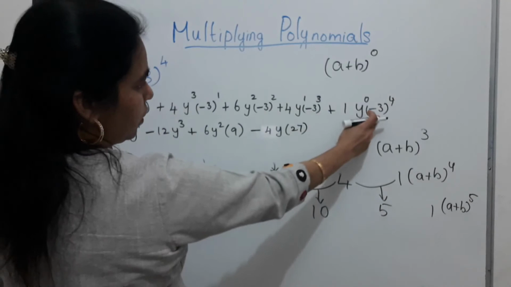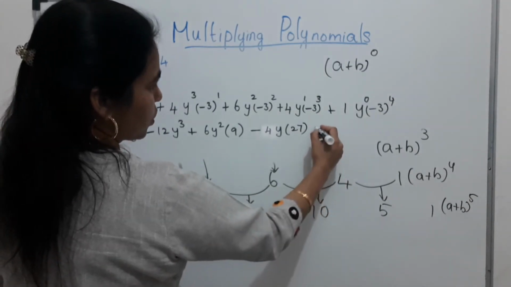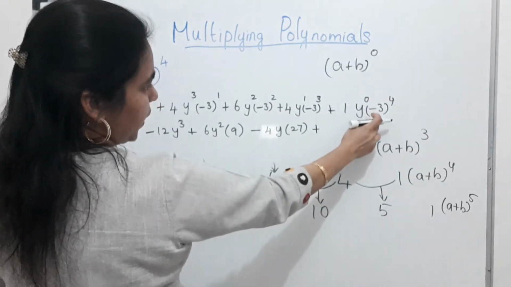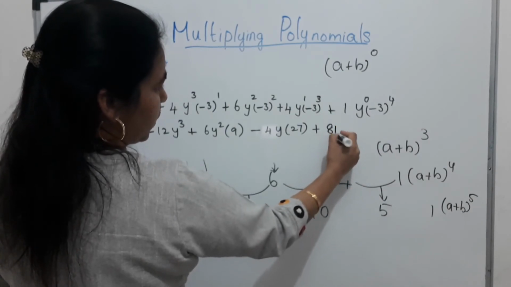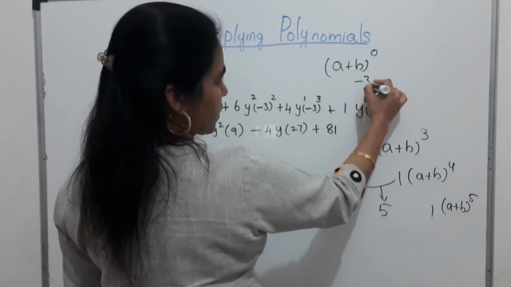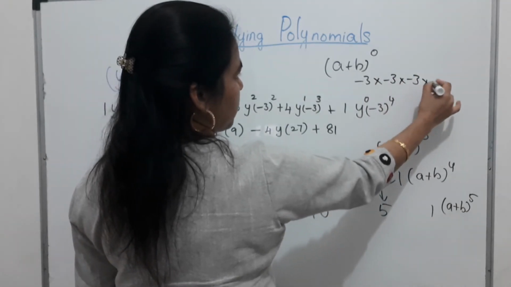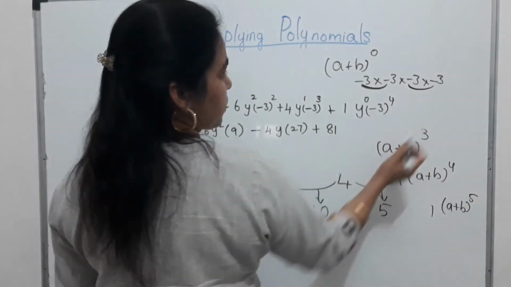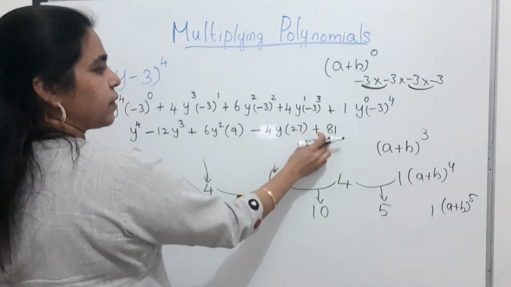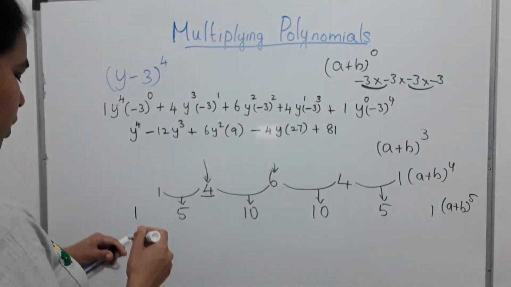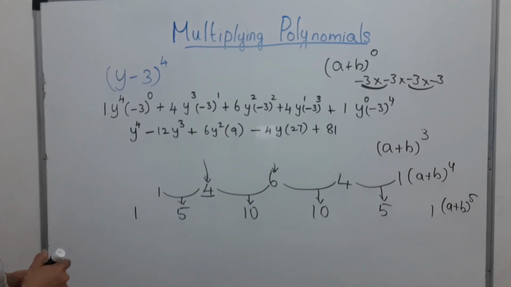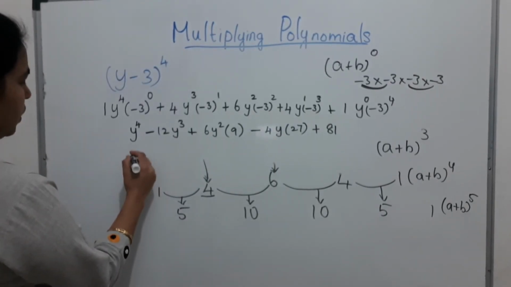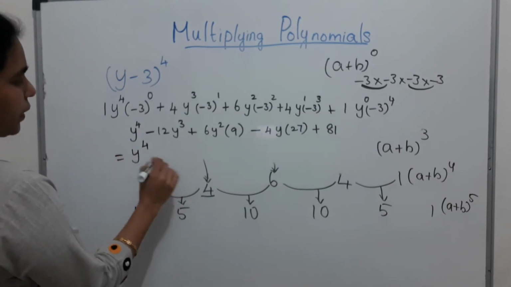Okay, and then minus 3 to the power 4 will be equal to, this is y to the power 0 which is actually 1. Anything to the power 0 is 1. Minus 3 to the power 4 is actually 81, because minus 3 to the power 4 is actually minus 3 times minus 3 times minus 3 times minus 3. So minus times minus will become plus, and minus times minus will become plus. So you will have plus sign, and then 3 to the power 4 is actually 81. Let's simplify further. Okay, the next step is actually y4. This is the final answer.